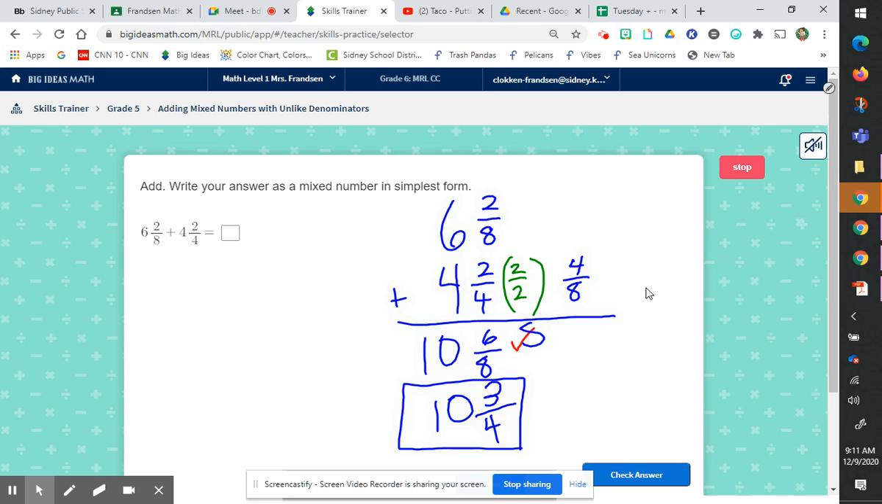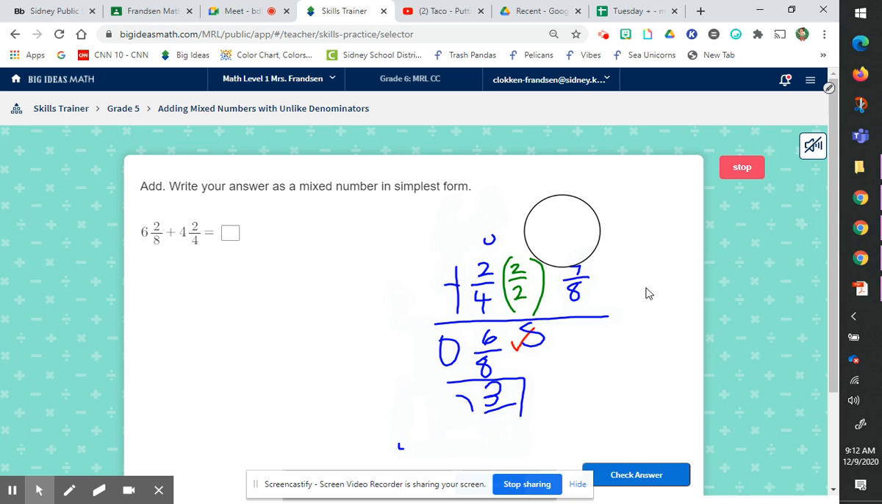Jason. Jason asked, do I deduct points for not simplifying? Yes, if it happens quite often. Rebecca. Do some of the problems up here on this board today need to be simplified? Oh, yes. Some of them will need to be simplified.